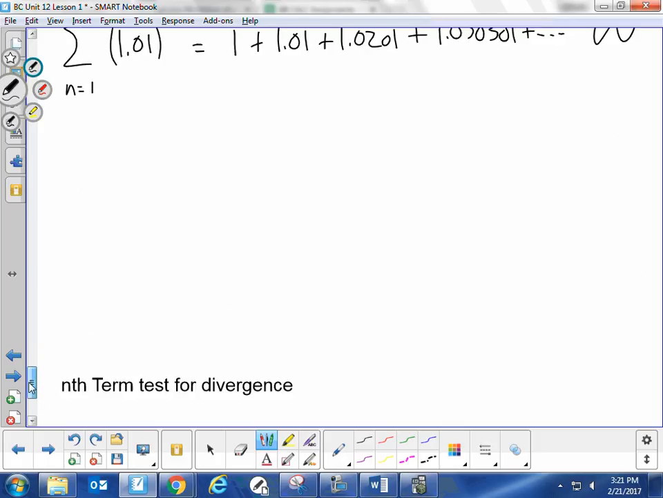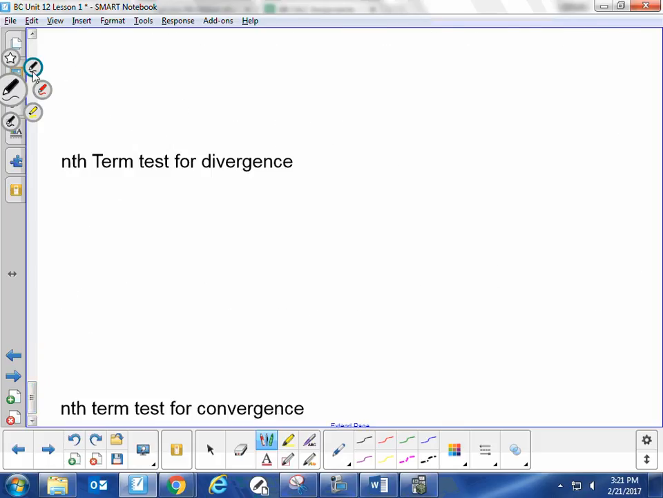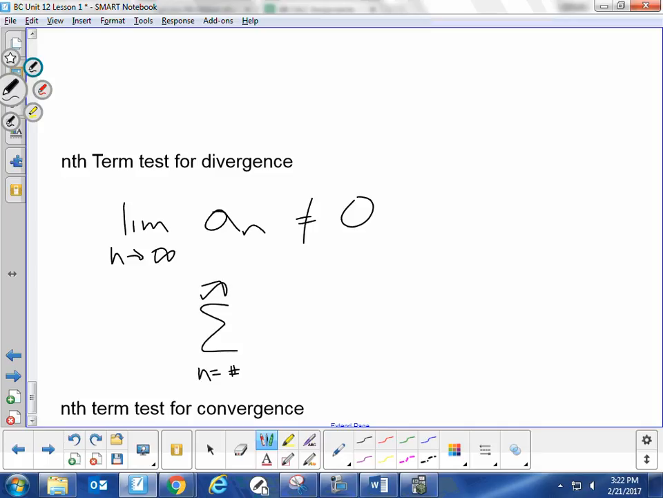In the end, the key is if the limit as n approaches infinity of my general term does not approach zero, if I'm not adding smaller and smaller values, I'm adding larger and larger values, then my series will definitely diverge.